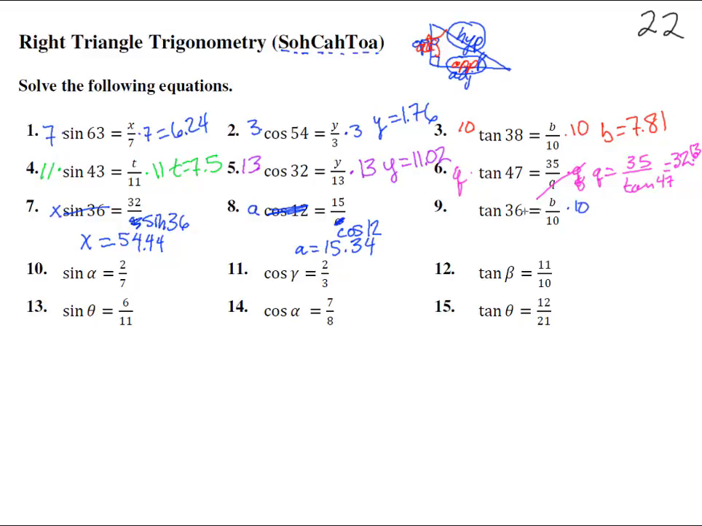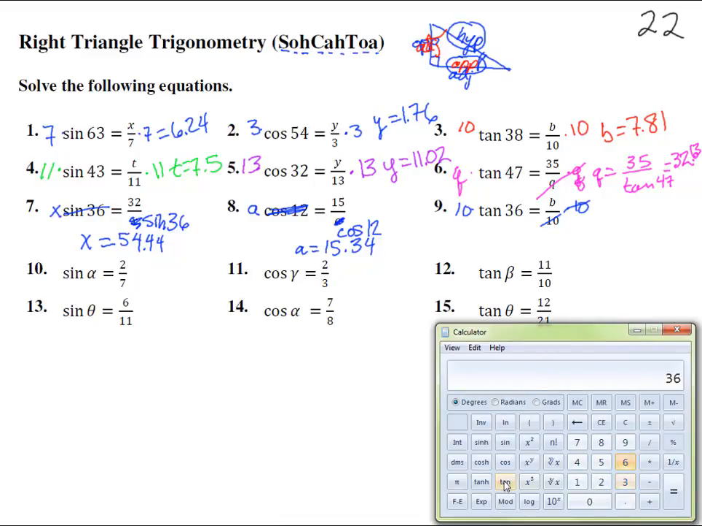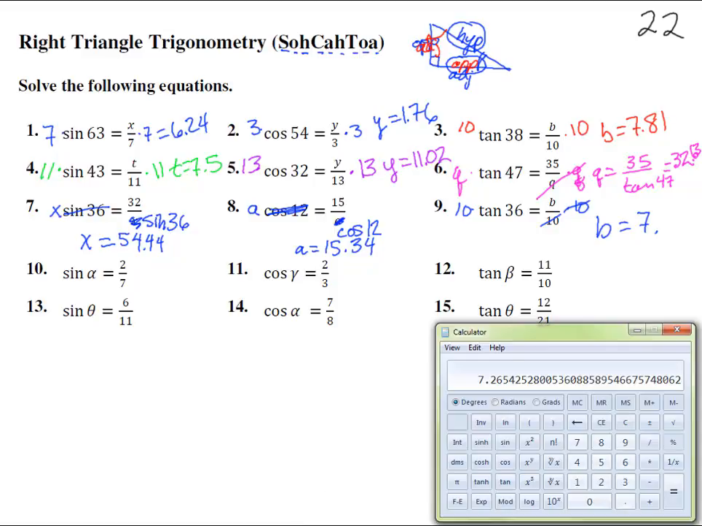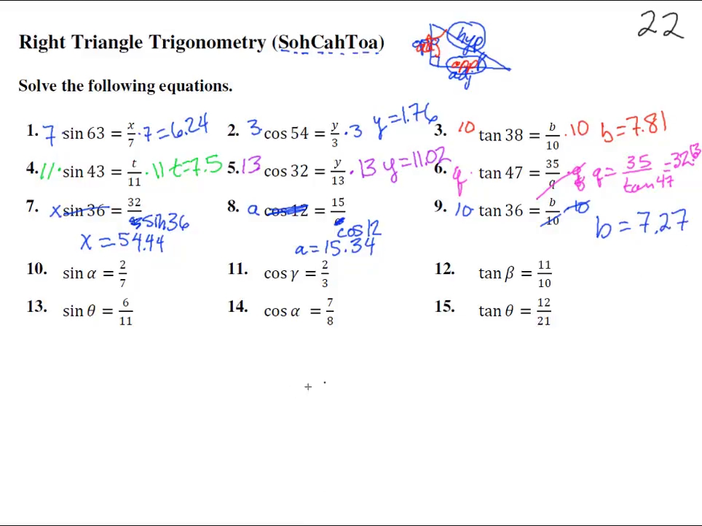Number 9. Here we can times by 10, and we don't have to do any division at all. 10 times the tangent of 36 equals 7.265, so 7.27. So B equals 7.27. Good. All right. So those are just very easy one-step algebra problems, but you have to watch out when the variable is on the bottom. You can still solve it. It's not a problem. You just have to organize it correctly.